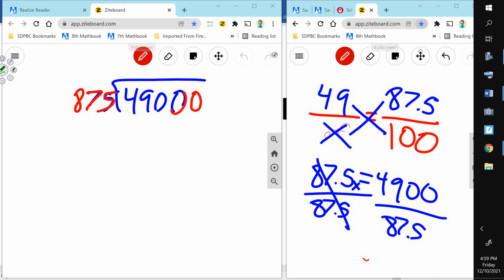875 will not fit into this, but it will fit into 4,900. How many times? I have no idea. Let me guess 6. I'm just guessing. 42, 5, 48, 52. That's a little bit too much, which means the answer is going to be 5. So I'm going to put a 5 there. 5 times 5 is 25. Put a 2 here, 35, 36, 37. Put a 3 here, 40, 3. And now I can subtract.